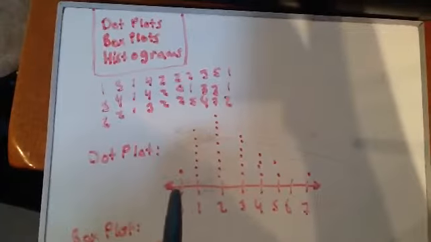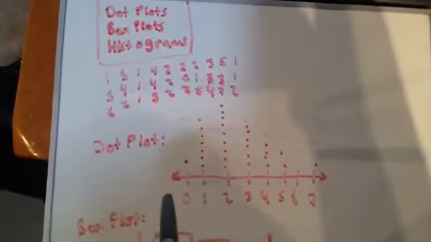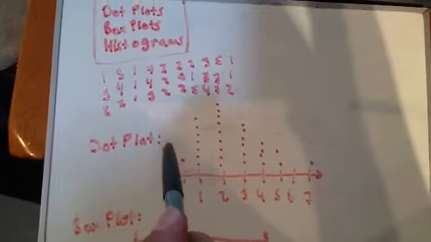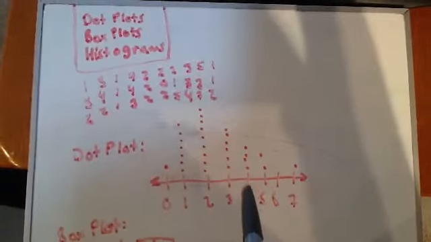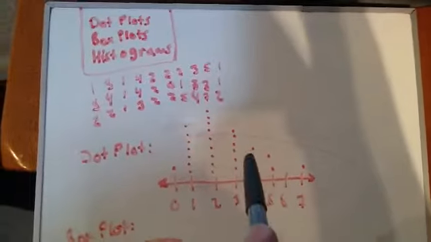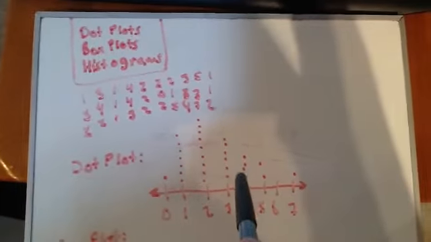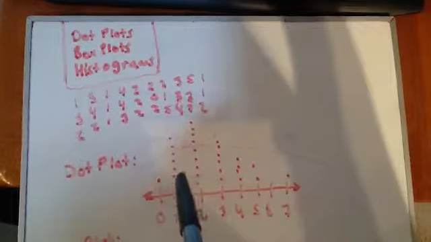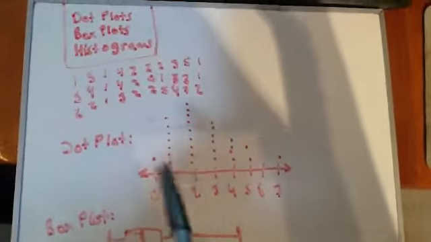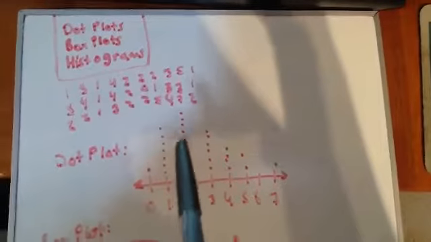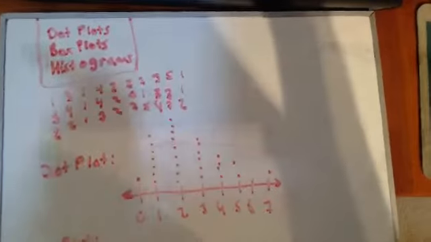So for kids that had 0 TVs, there was 1, so we put 1 dot. For, say, kids that had 4 TVs, there were 4 of them, so there are 4 dots above it, and so on. And that's pretty much all a dot plot is. It's just the numbers with the amount of each number plotted above it.